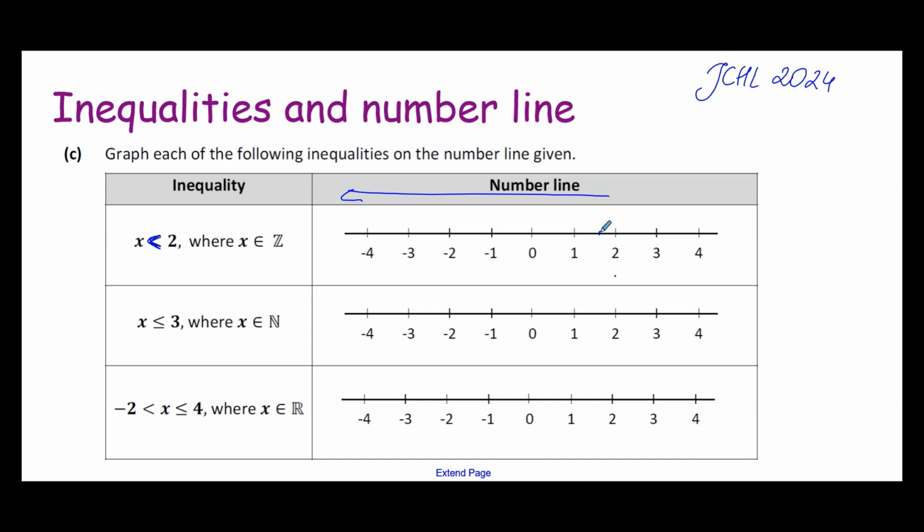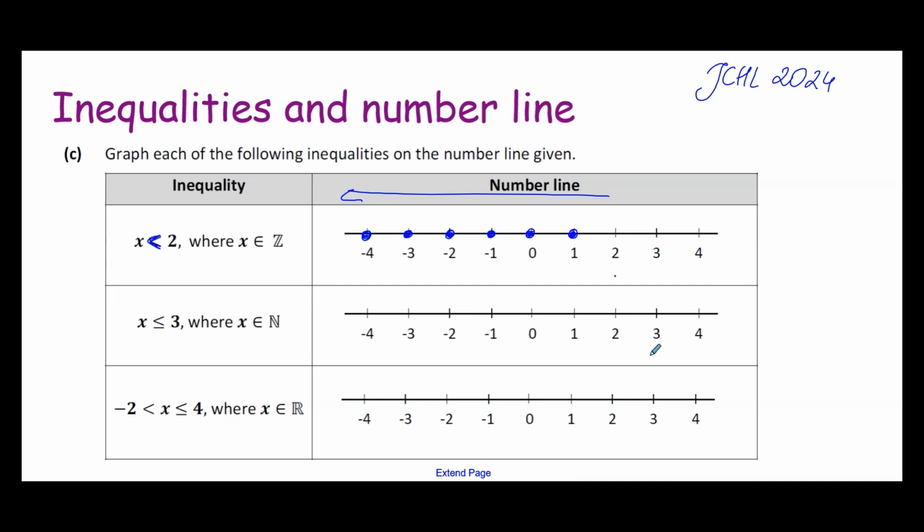However, the points between the integers are not included because it has to be a whole number. So the only things included that are less than 2 and are whole numbers will be 1, and then 0, and then minus 1, and then minus 2, and minus 3, and minus 4. Okay. Now again, next one.